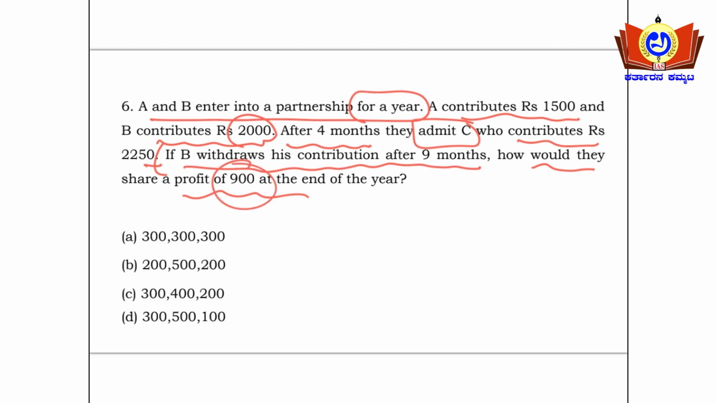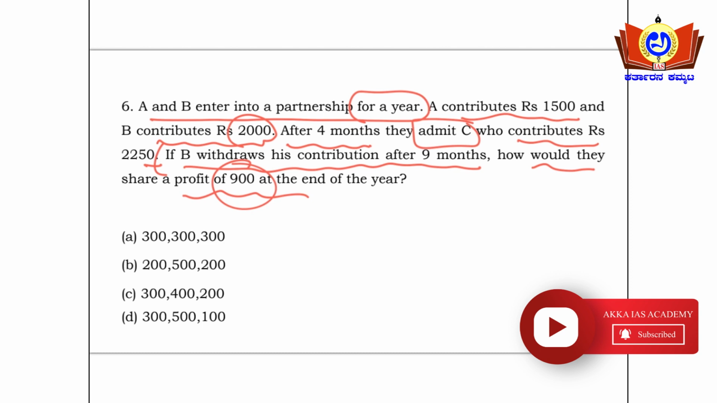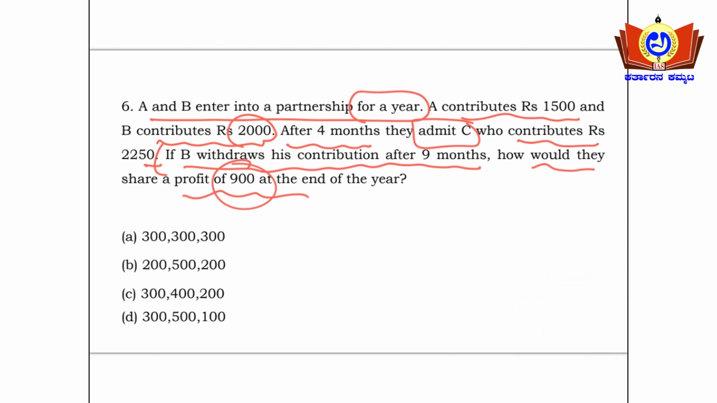So what is the profit here? 900 rupees, and there are three persons, A, B and C. The third person has been admitted after 4 months, and the second person withdraws his contribution after 9 months, which means he stays in the business for only 9 months. A and B enter into a partnership for a year. A contributes rupees 1500 and B contributes rupees 2000, and after 4 months they admit C.